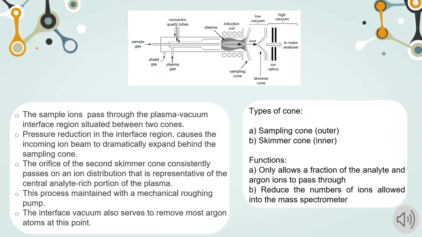Pressure reduction in the interface region causes the incoming ion beam to dramatically expand behind the sampling cone. The orifice of the second skimmer cone consistently passes on an ion distribution that is representative of the central analyte portion of the plasma. This process is maintained with a mechanical roughing pump. The interface vacuum also serves to remove most argon atoms at this point.